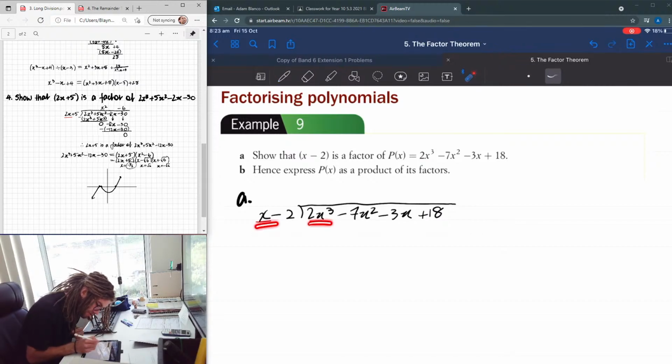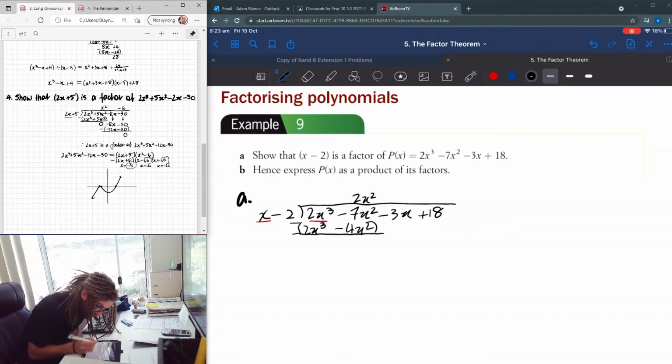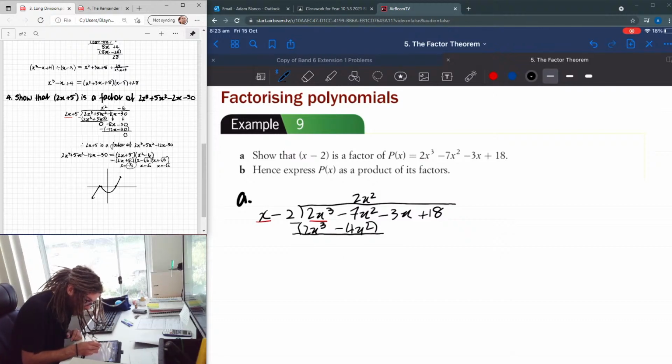How many x's go into 2x cubed? There's a 2, there's a 2x squared left. 2x squared times x is 2x cubed. 2x squared times minus 2 is minus 4x squared. I take the negative, draw my subtraction line. That's nothing. Minus minus is a plus.